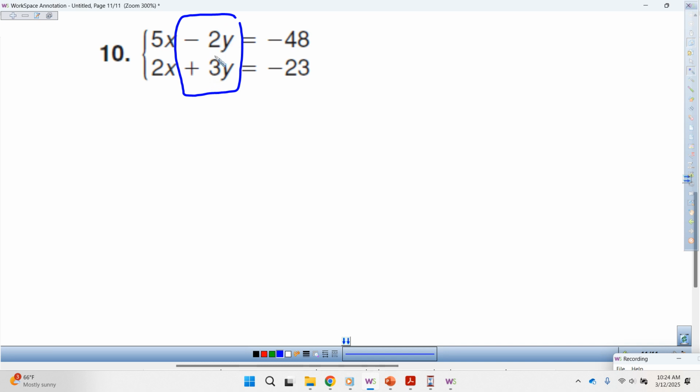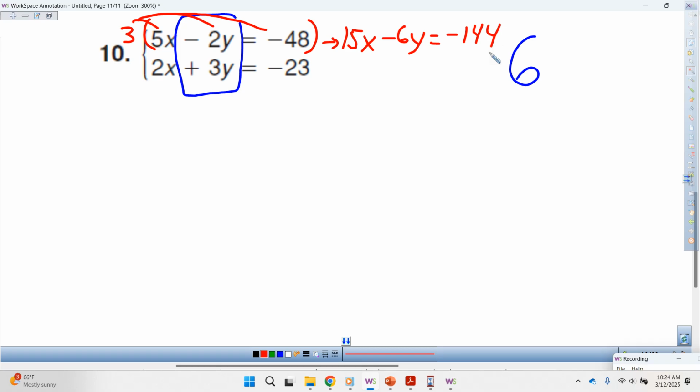So what is 2 times 3? 6. So that means we need to make this top one negative 6 and the bottom one positive 6. Is that correct? So therefore, to make the top one negative 6y, what do we need to multiply by, everyone? Times 3. Is that correct? So 3 times 5, that's 15x. 3 times negative 2, that's negative 6y. 3 times negative 48 is negative 144.